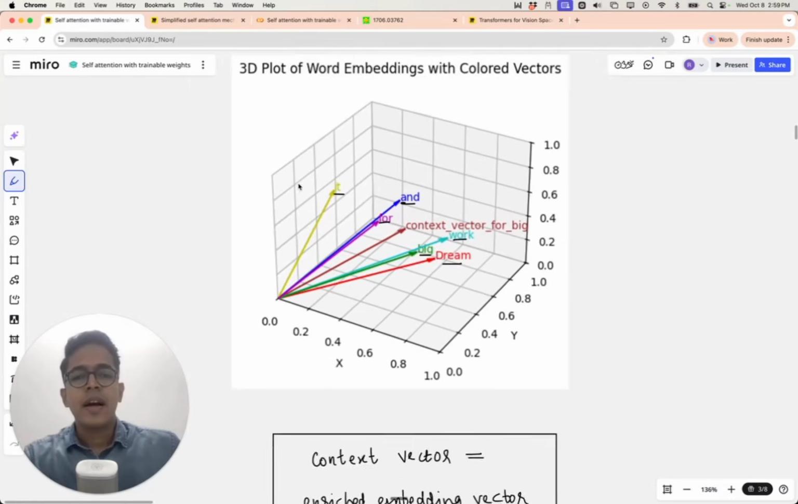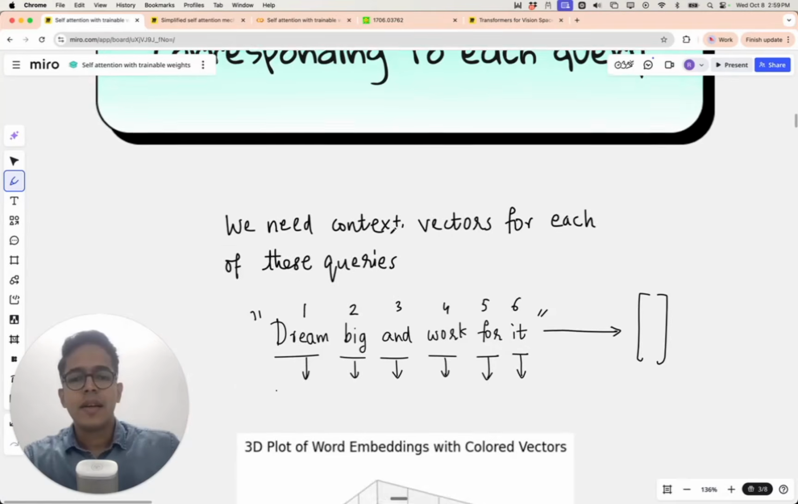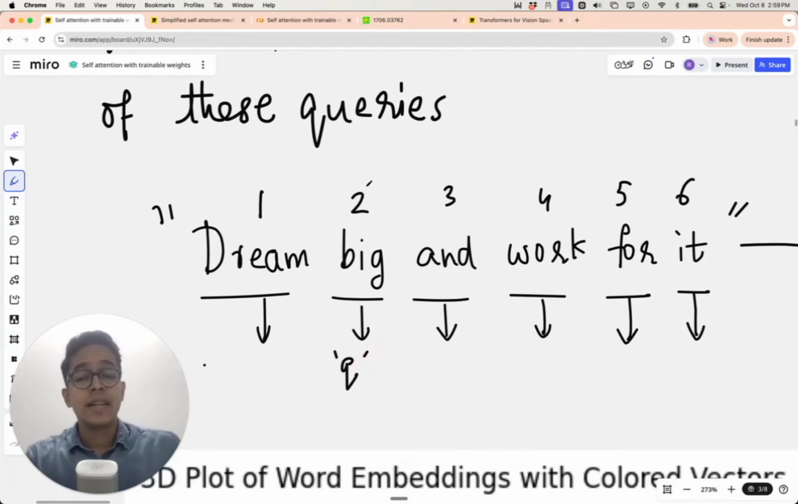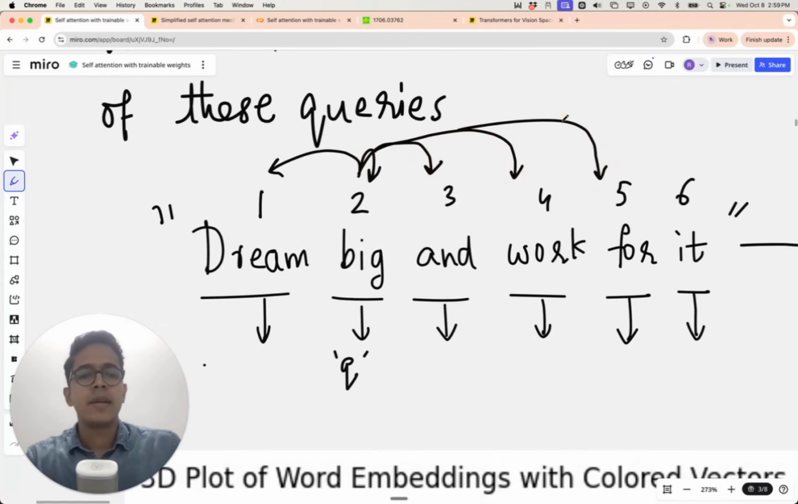So if there are 6 words, and if we consider big as the query, meaning the token that we are currently looking at, we can construct six attention scores: one between big and dream, one between big and itself, one between big and "and", then big and work, big and for, and then big and it. Now these attention scores are not normalized.